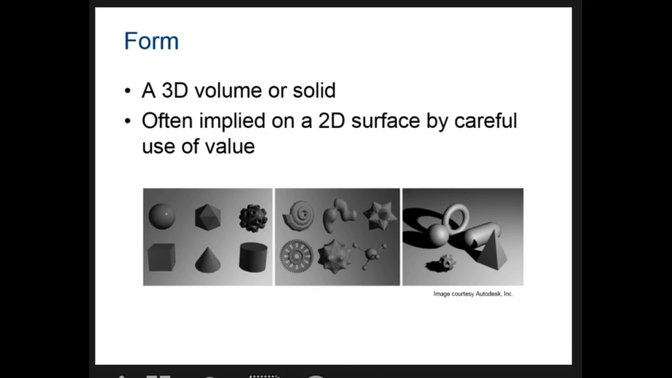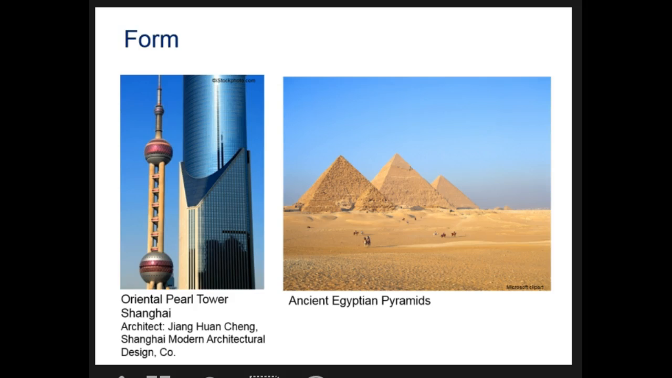Our next one is form. This is a 3D volume. Even though this screen is flat, we can see that these are 3D items because of the shading on them and the shadows behind them. And when we look at different items, the form gives us different shapes: the pyramids, the spheres, the cylinders.